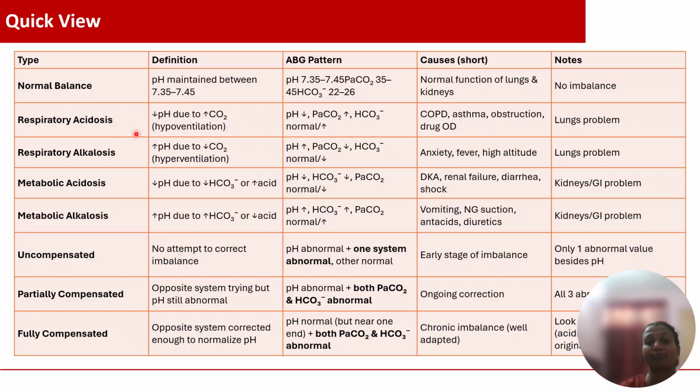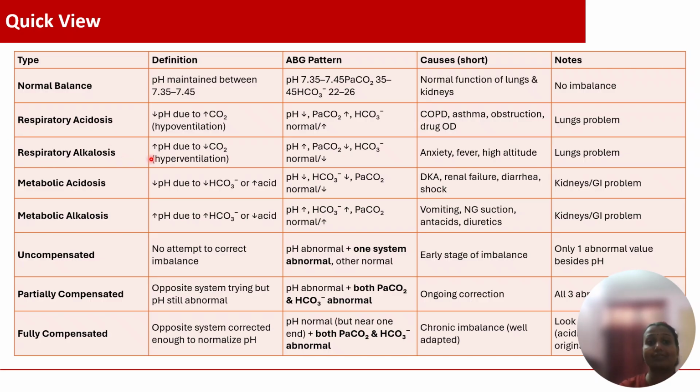Respiratory acidosis means pH will be decreased due to increased carbon dioxide, that is hypoventilation. In this patient we can see this type of ABG pattern: the pH value is decreased, PaCO2 is increased, and the bicarbonate will be normal, or sometimes increasing as a compensating mechanism. The main causes for respiratory acidosis are COPD, asthma, obstruction, drug overdose, and other lung problems. Most of the time, respiratory acidosis is related to lung problems.